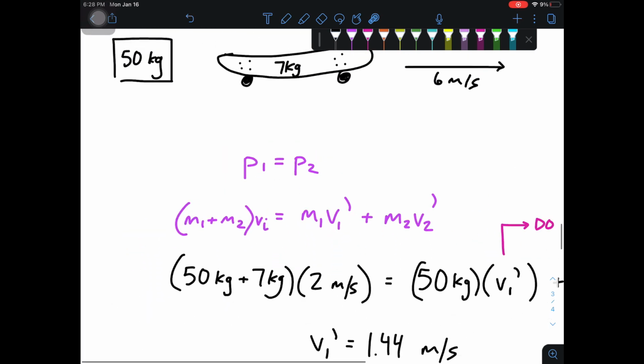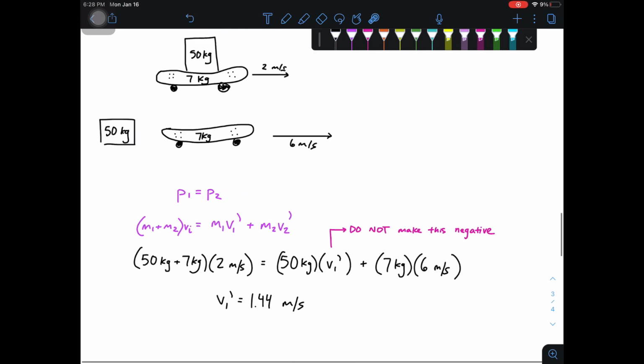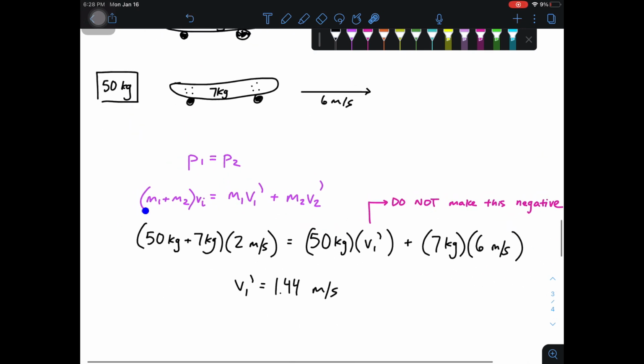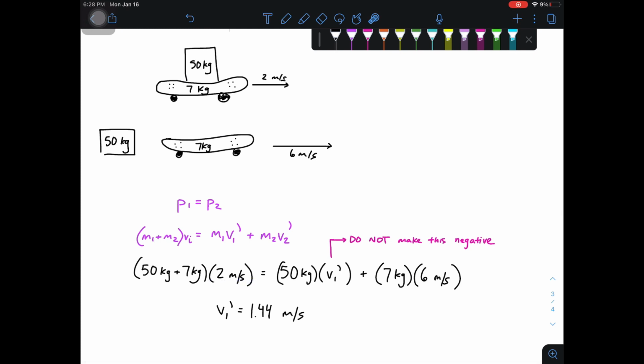So if we substitute these values, we'll see that M1 is Dan, so that would be 50 kilograms plus the skateboard. They are moving together at 2 meters per second, seen up here. And then that would be equal to the final momentum, which is Dan's mass times his unknown velocity plus the skateboard's mass times the resulting velocity of 6 meters per second. So if we do some algebra, we'll see that the final velocity that Dan has is 1.44 meters per second.